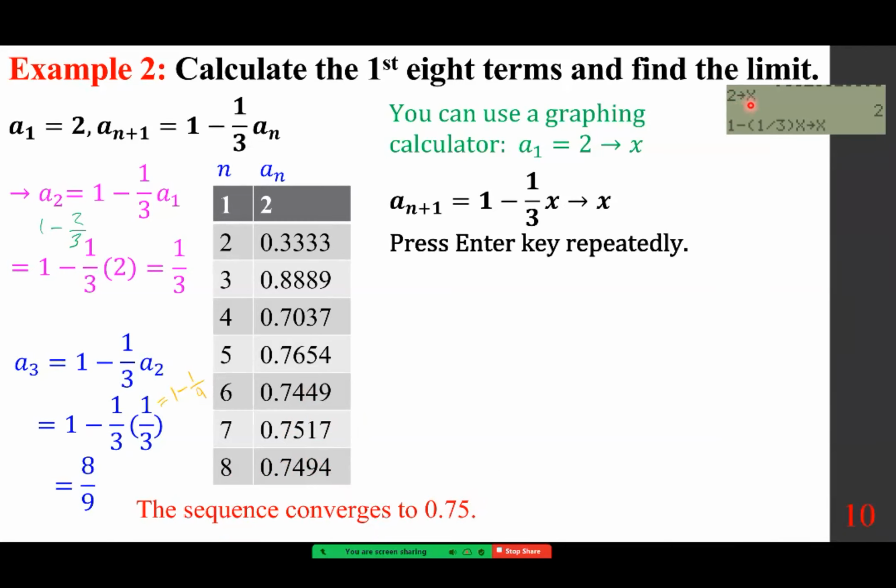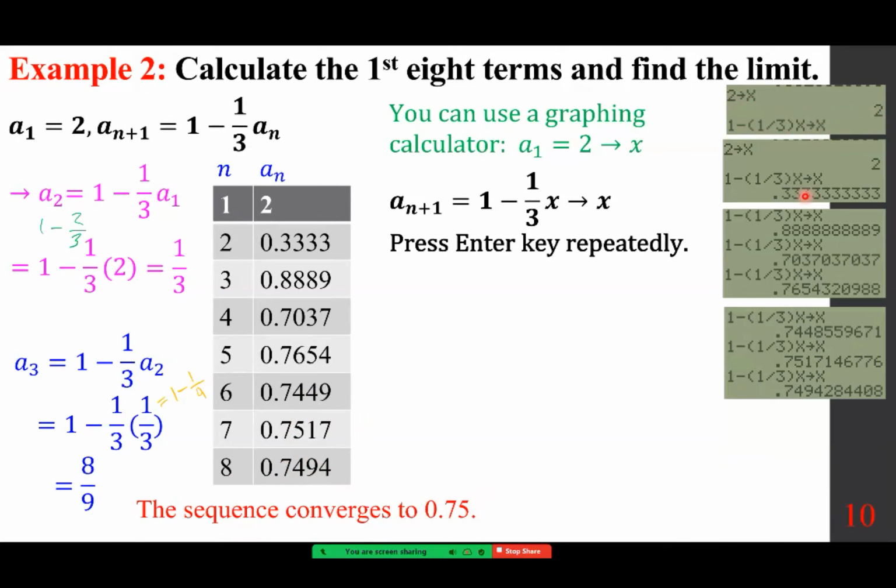So 2, you store it in x, it gives you 2. Then 1 minus 1/3 times x, store it in x. If you click on it repeatedly, look at the very first number. Then click it again, look at the next number. Then click it again, the next number, the next number, the next. And this is because you can show work for 2 of them, and the rest of them, when you want to calculate, it does take some time.